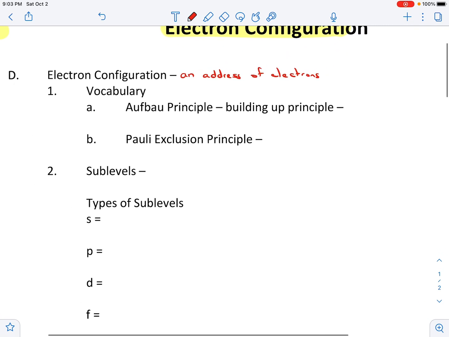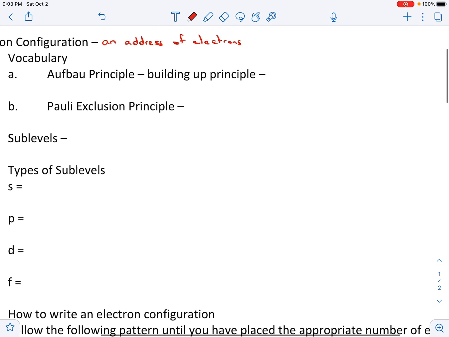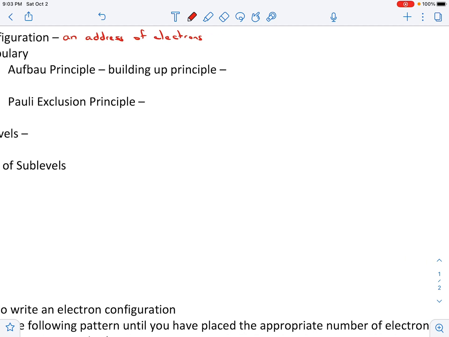So let's go ahead and talk about the Aufbau principle, which helps us get there. The Aufbau principle is also known as the building up principle. And so what that means is we start in the inner shell, 1s. We start at the 1s shell, we'll talk about that in just a little bit, and we'll build up, or move outward, to 2s and 3s and 3p and so on.